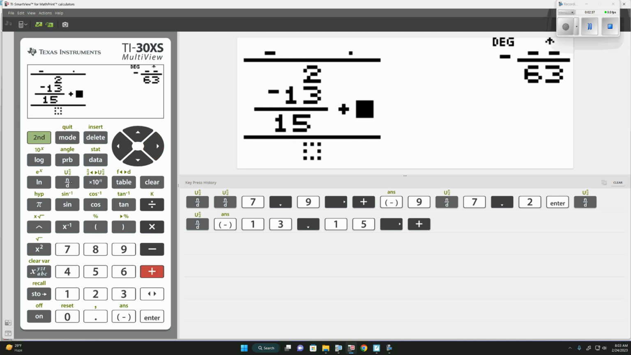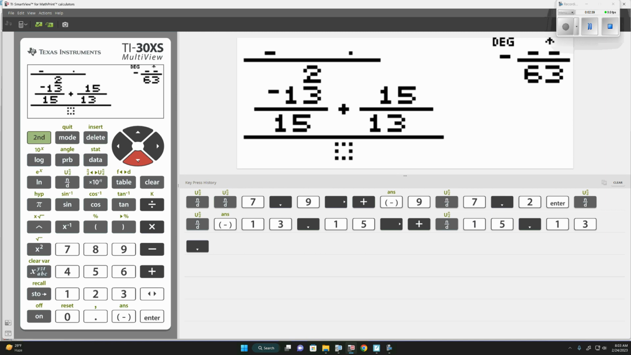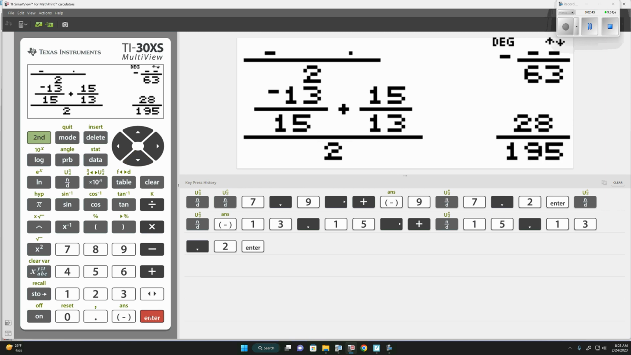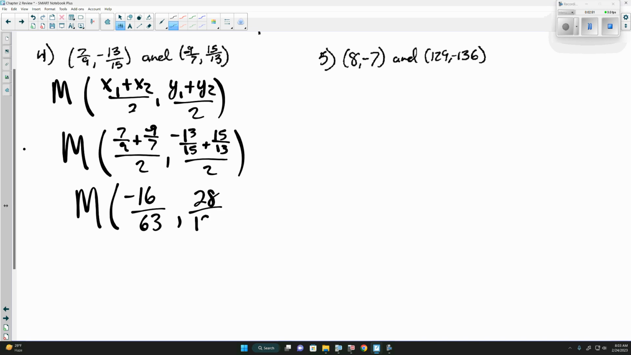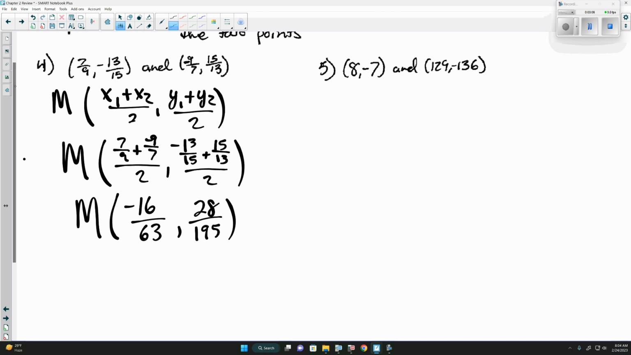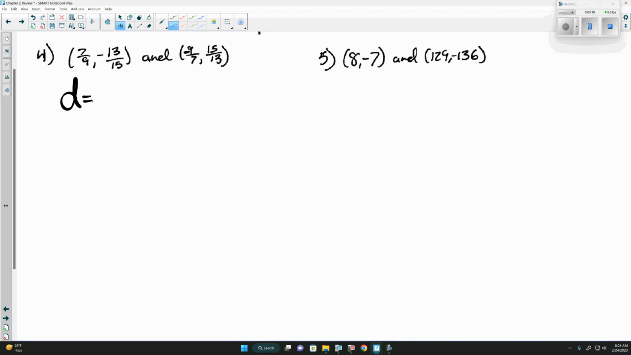-13/15 plus 15/13 all over 2. 28 over 195. So these here are really just calculator stuff. Questions on how to find the midpoint? Okay. I'm going to erase this here if we're good. Because the other one is distance.